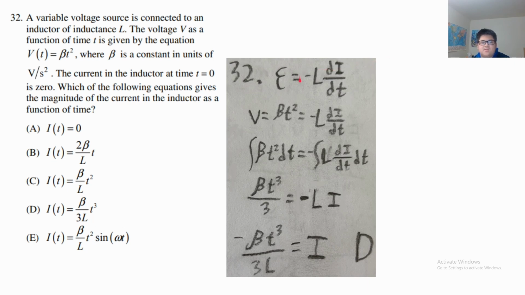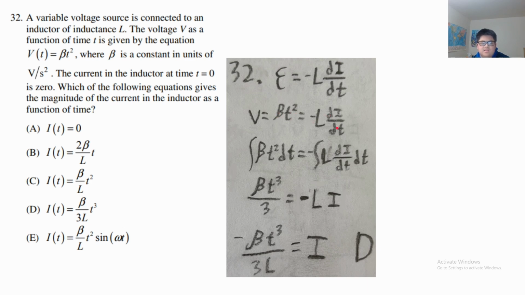So the EMF is equal to negative L times di/dt. Now L stands for inductance. In the context of this problem, EMF is just voltage, and voltage is equal to beta t squared, so we can say that beta t squared is equal to inductance times di/dt.